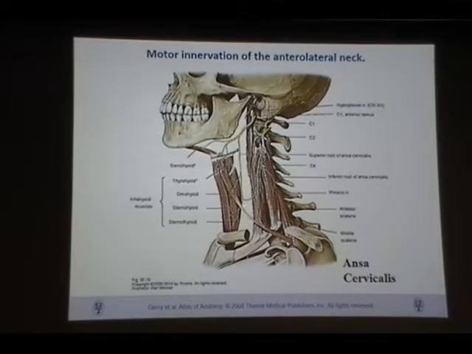And then this ansa cervicalis formation innervating these infrahyoid muscles: thyrohyoid, omohyoid, sternohyoid, sternothyroid. These are muscles below the hyoid bone. The geniohyoid is above the hyoid bone. It's a suprahyoid muscle up here, and there are some others that come into that category as well. So this is the ansa cervicalis formation.